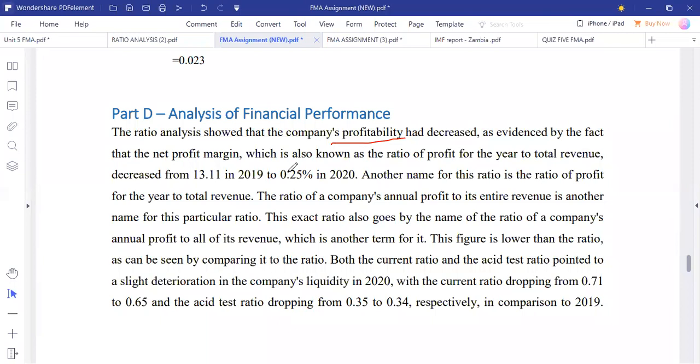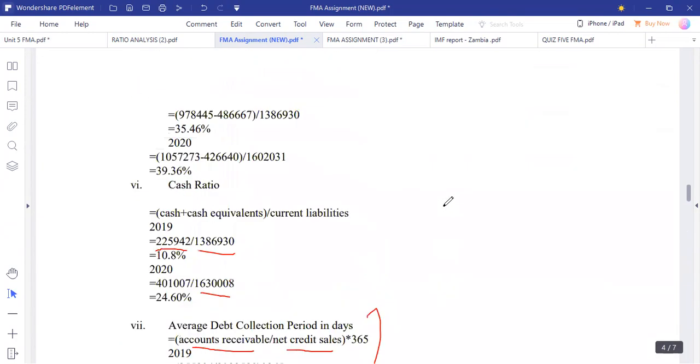Net profit margin, whenever there's a decrease, then just know that there was a misappropriation or misuse of our operating expenses. So from there, we're able to see that the ratio of the profit to the total revenue decreased from 13.11% to 0.25 in 2020. Another name for the ratio of the profit is the profit for the year over revenue. So the ratio of the annual profit to its entire revenue is another ratio that needs to be considered.